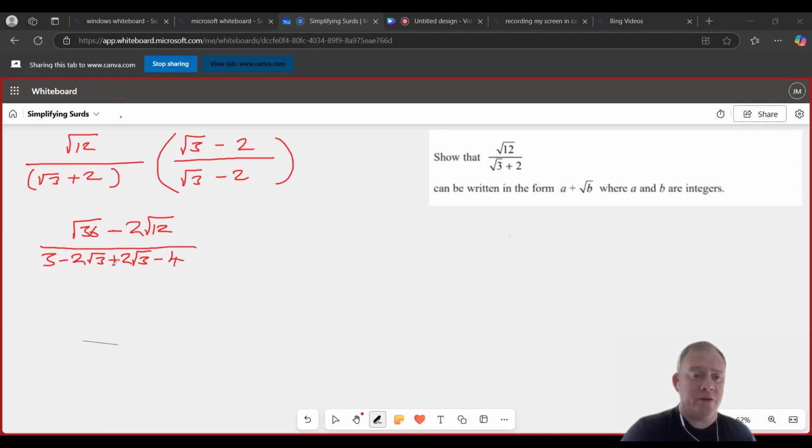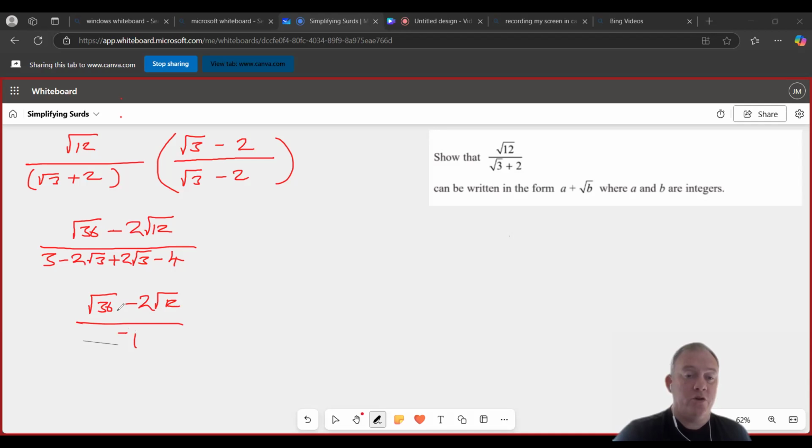Now let's evaluate the denominator. We've got 3, and then we've got minus 2 times square root 3 plus 2 times square root 3. They cancel, so we're left with 3 minus 4, which just gives us minus 1. So we can put square root 36 minus 2 square root 12 all over minus 1. We want to get rid of that minus 1 in the denominator, because then we don't need to write the denominator at all, because any number divided by 1 is just the same number.